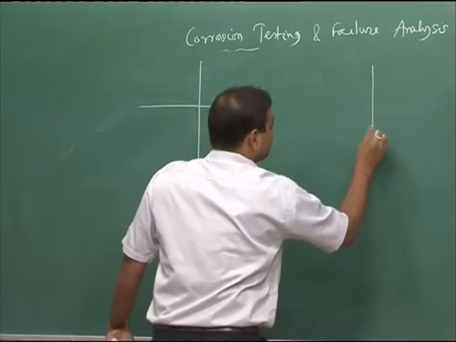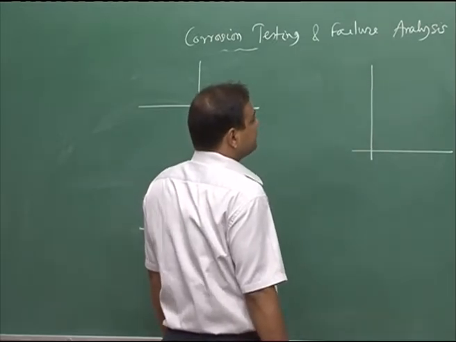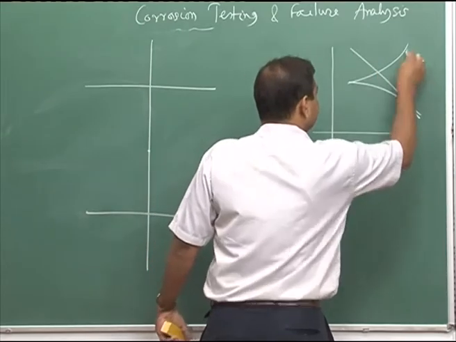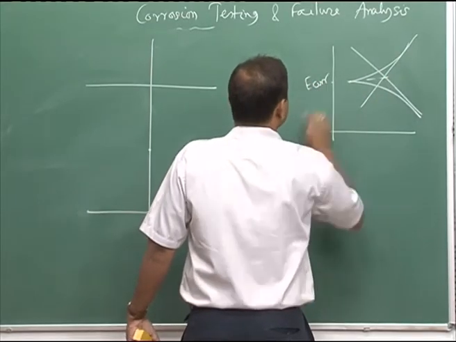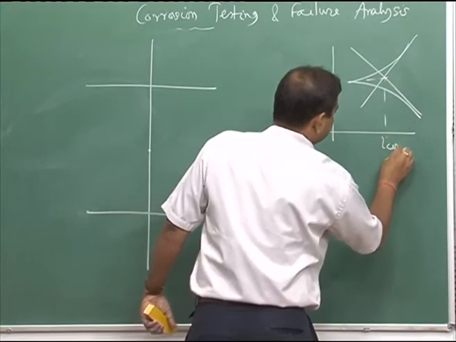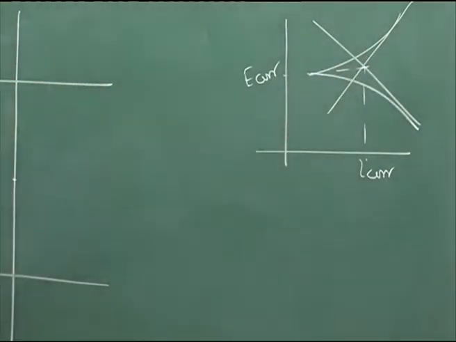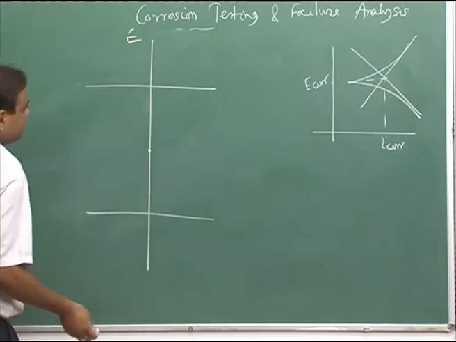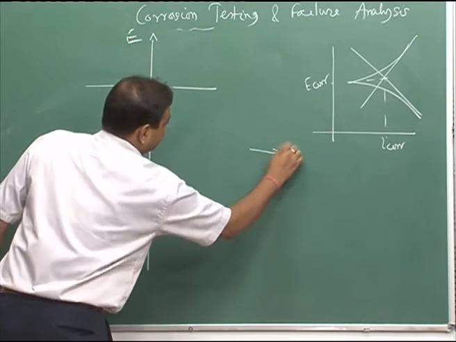So, if we compare the linear electrochemical polarization with Tafel extrapolation, we get a plot like this, with two linear parts. This is E corr and this is my I corr, and this is my cathodic polarization, this is my anodic polarization. Same thing we would like to consider here. This is E corr, this is the potential axis, and this is my current axis.